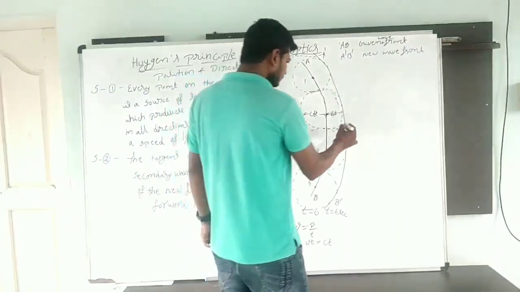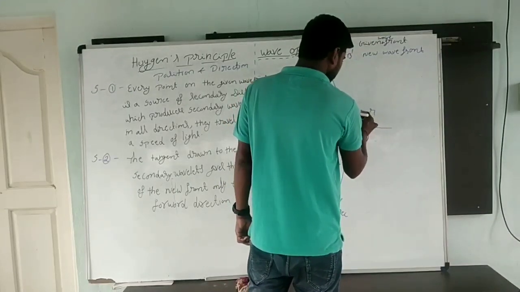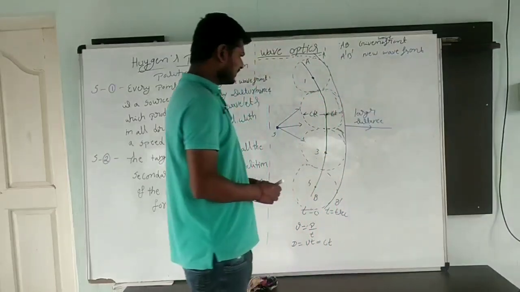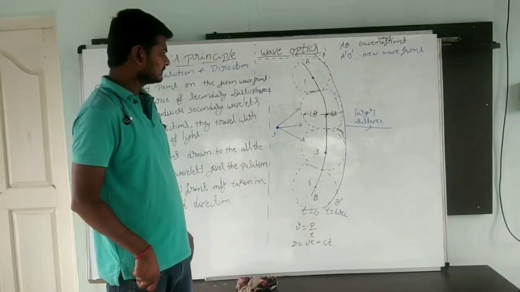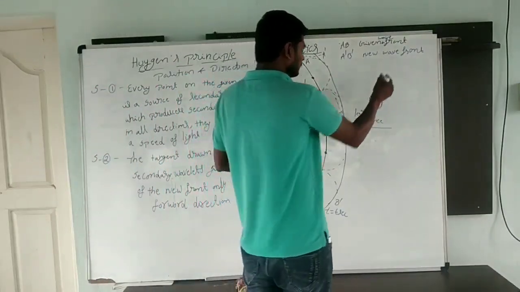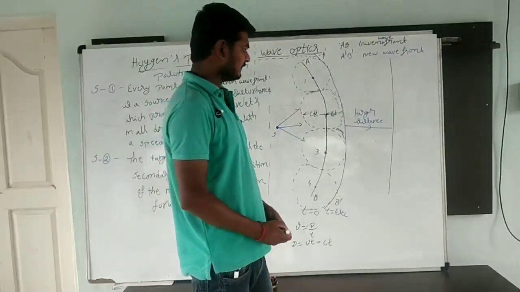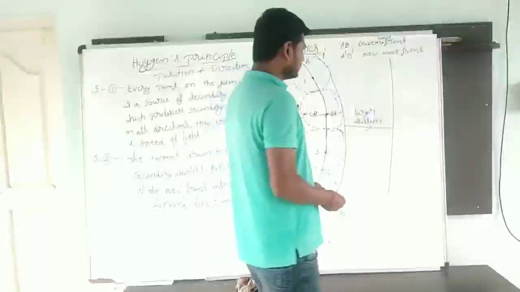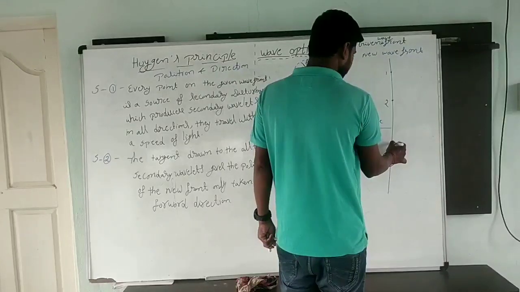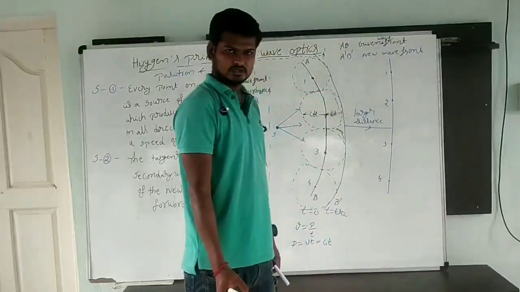In the same way, when they travel a larger distance, what will happen? Say this is the spherical wavefront. When it travels a larger distance, it is going to become a plane wavefront. Yes, sir. In the plane wavefront, here also I am going to take the first point, second point, third point, fourth point. These are the four points only.